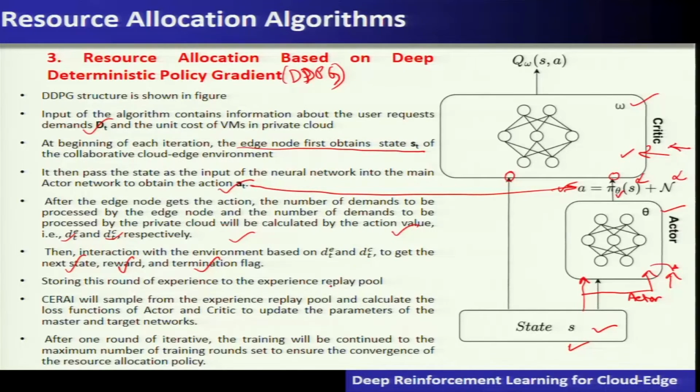So, this round of experience is stored in the replay pool, and then the algorithm samples from the replay pool and calculates the loss function of the actor and the critic to update the parameters of the main and the target networks. After one round of iteration, the training will continue up to the maximum number of training rounds, set to reach convergence of the resource allocation policy. This is shown over here with the Q values output from the main and the target networks.